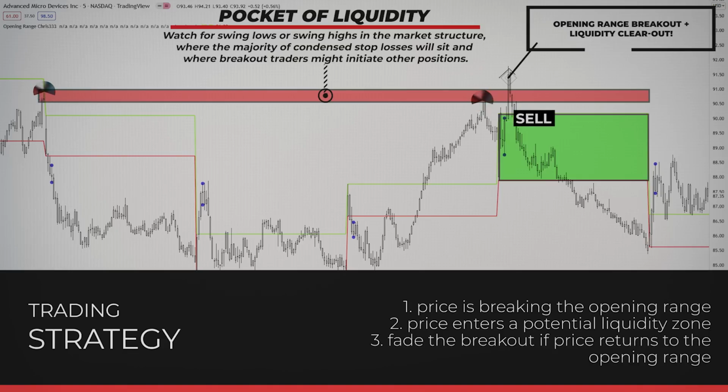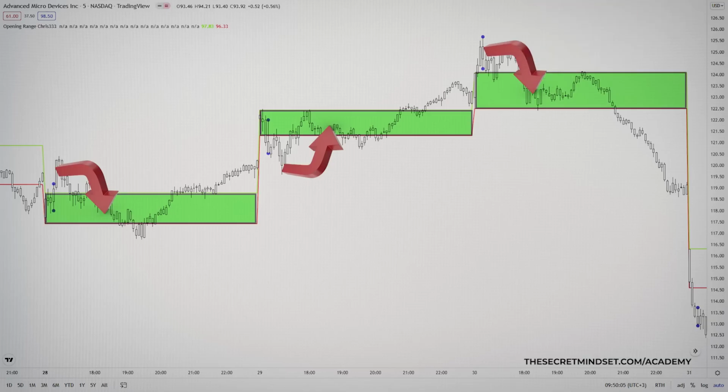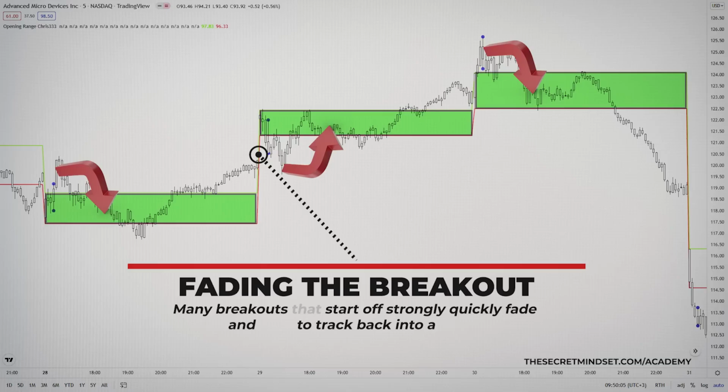So when price returns to the opening range and liquidity was absorbed, you enter in the opposite direction of the breakout. Fading the opening range has some good logic behind it. Anyone who tried a breakout strategy will know how challenging it can be. Too many breakouts don't work out the way you expect them to. Many breakouts that start off strongly quickly fade and start to track back into a range. That's why fading the initial momentum has potential. The profits to be made from a fading strategy may not be huge, but nevertheless, it can be rewarding if you know how to do it.